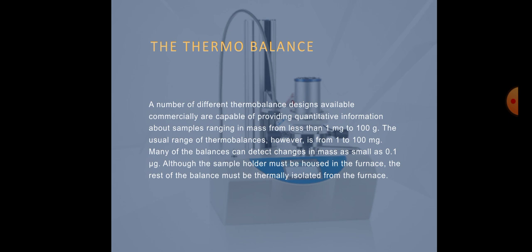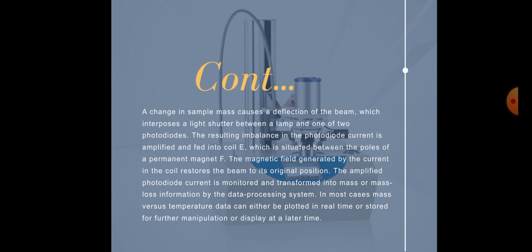Although the sample holder must be housed in the furnace, the rest of balance must be thermally isolated from the furnace. A change in sample mass causes a deflection of the beam, which interposes a light shutter between a lamp and one of two photodiodes. The resulting imbalance in the photodiode current is amplified and fed into coil E, which is situated between the poles of a permanent magnet F. The magnetic field generated by the current in the coil restores the beam to its original position. The amplified photodiode current is monitored and transformed into mass or loss information by the data processing system.